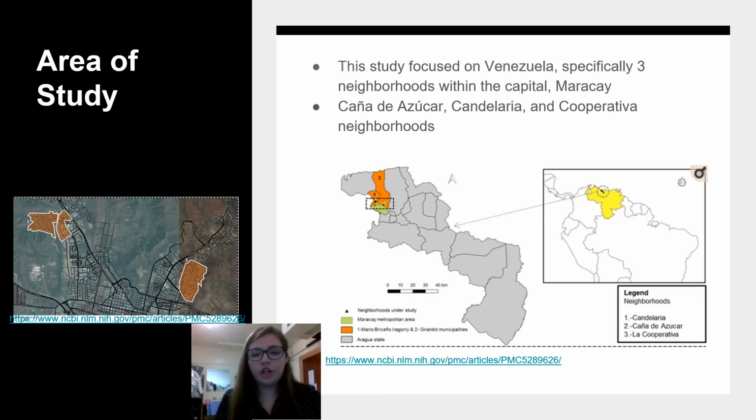The area of study chosen was the capital of Venezuela, Maracay, specifically 3 neighborhoods within the capital. These were identified using previous research. As you can see, 2 of them are clustered in the same area and 1 is on the other side of the city. However, all of these in preliminary testing showed a very high prevalence of dengue fever.